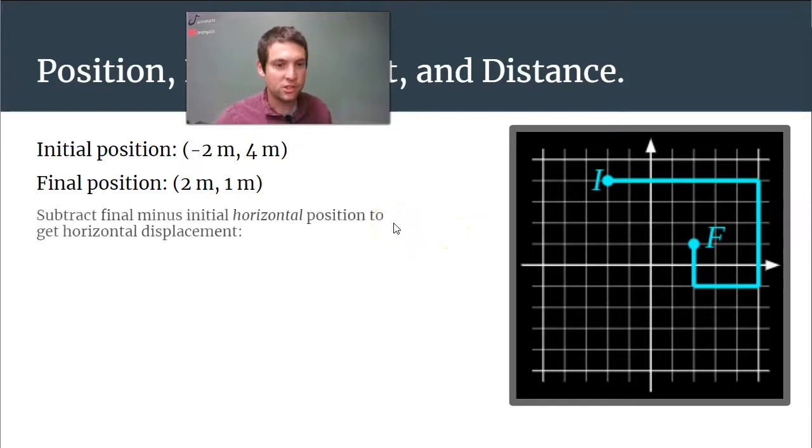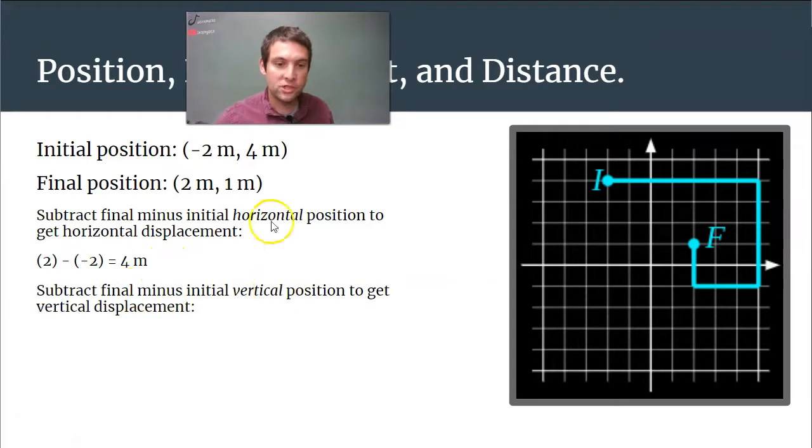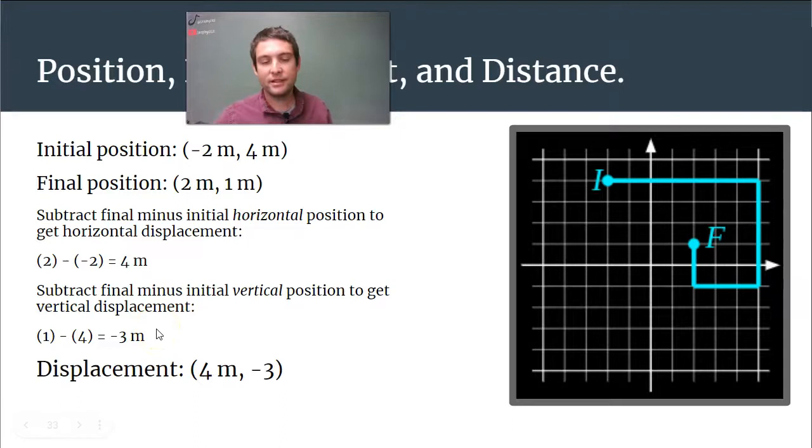Initial position, final position, subtract the final minus the initial horizontal position to get your horizontal displacement. So to figure out how far right we went, we're subtracting the final minus the initial, and the initial is negative, so we're subtracting a negative, which is adding a positive, 4 meters. Now for the vertical position, we're going to subtract the final minus the initial. The initial is larger than the final, so we're going to end up with a negative number. Displacement, therefore, 4 meters in the x direction, -3 meters in the y direction.